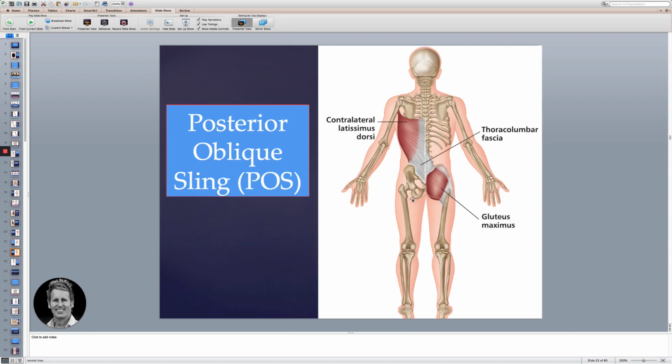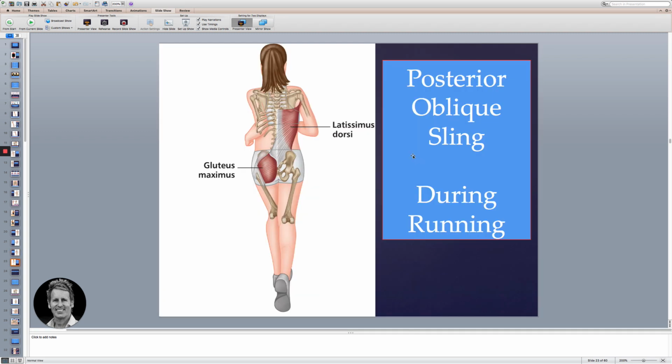So obviously if you've got an anterior oblique, we have a posterior oblique. So this time it's part of the gluteus maximus, the thoracolumbar fascia, and then the contralateral latissimus dorsi here. It's probably easier to show you a picture when it's in running, and you can see the person's contacting the ground, and then it works in harmony. Okay, it's almost like a coil.